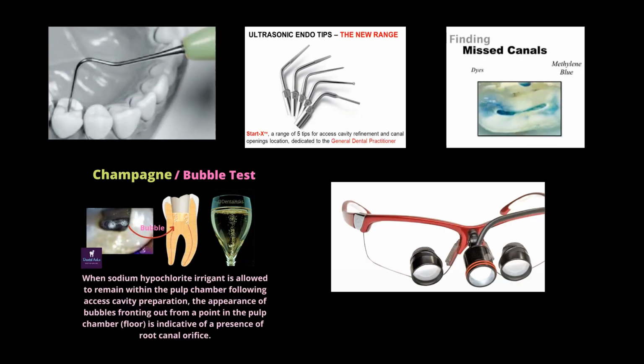Aids in locating root canal orifices: endodontic explorer, troughing of grooves with ultrasonic tips, staining the chamber floor with 1% methylene blue dye, performing the sodium hypochlorite champagne bubble test, visualizing canal bleeding points, and magnification and illumination.